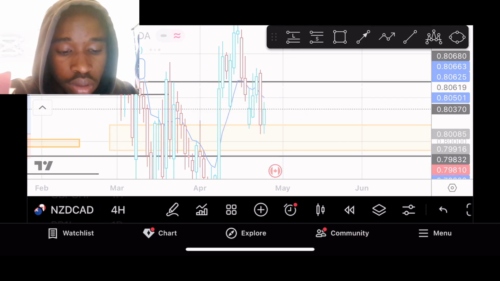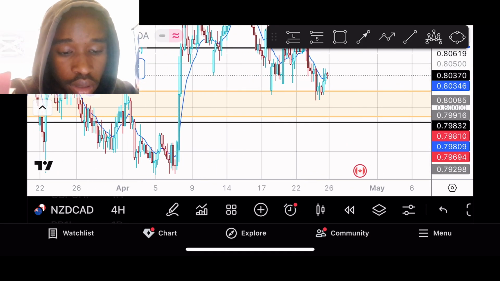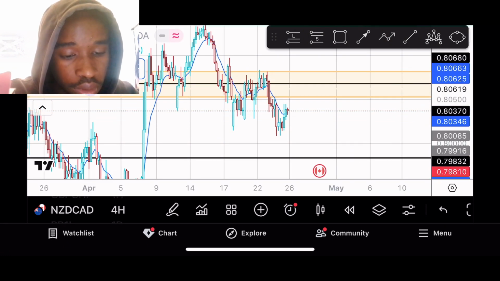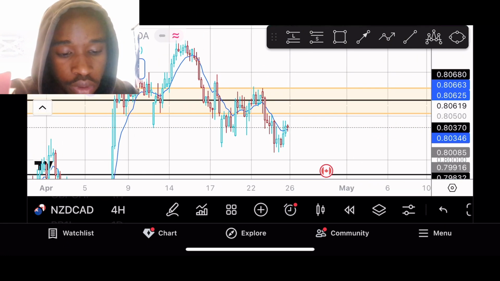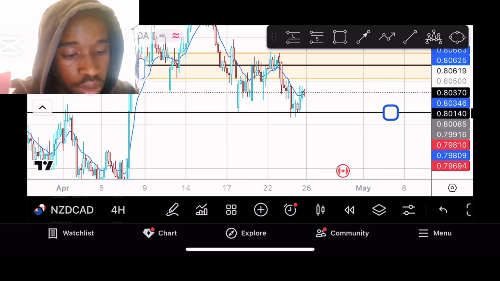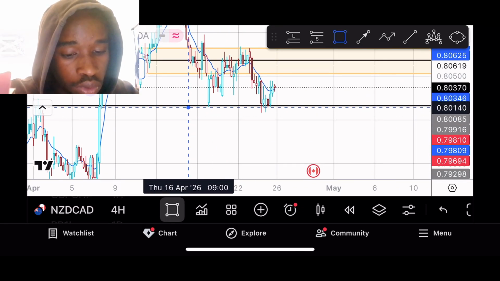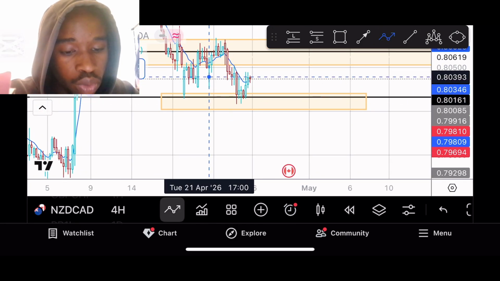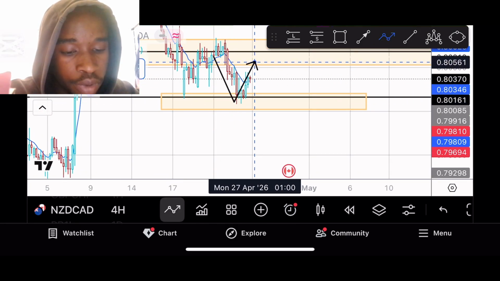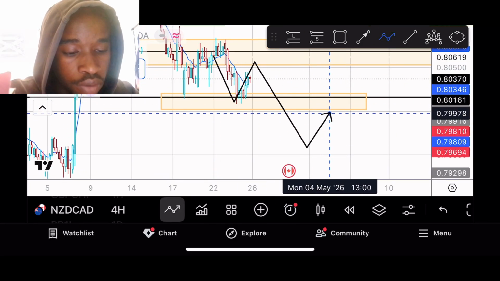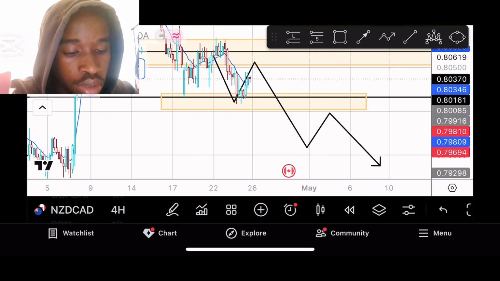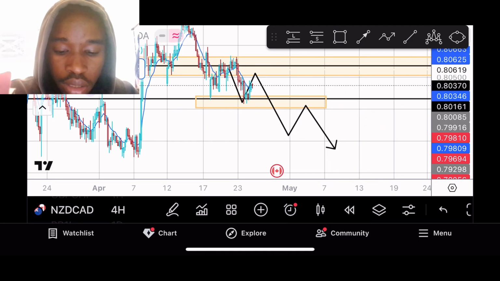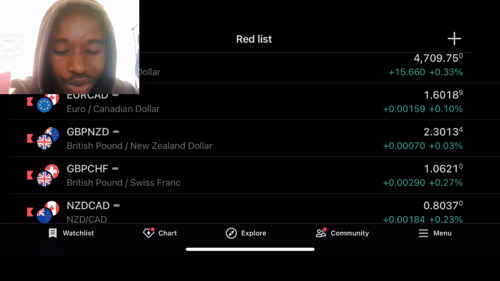Go on the 4 hour. Okay, so price was there, looking for a retest. Okay, put that there. To this. So what I will be looking for is a pullback. If that gets missed, we'll have this and to the downside. That's NZDCAD, and that's the oil.